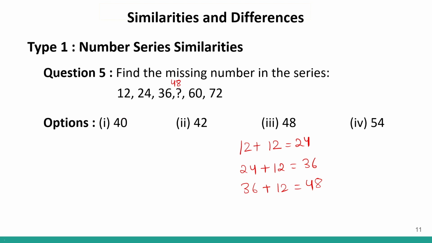Now we'll check whether 48 follows the same logic with 60. So if I add 12 to 48, I'll get 60. Yes. And if I add 12 to 60, I'll get 72. So the logic is plus 12, plus 12, plus 12, plus 12 and plus 12. So 48 is a number which satisfies the same logic with the previous number as well as the next number. The 48 will be the correct answer, which is option number 3.